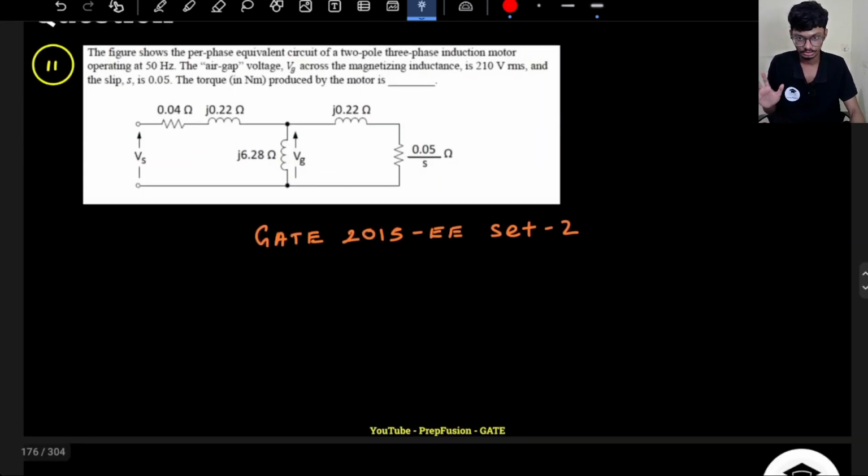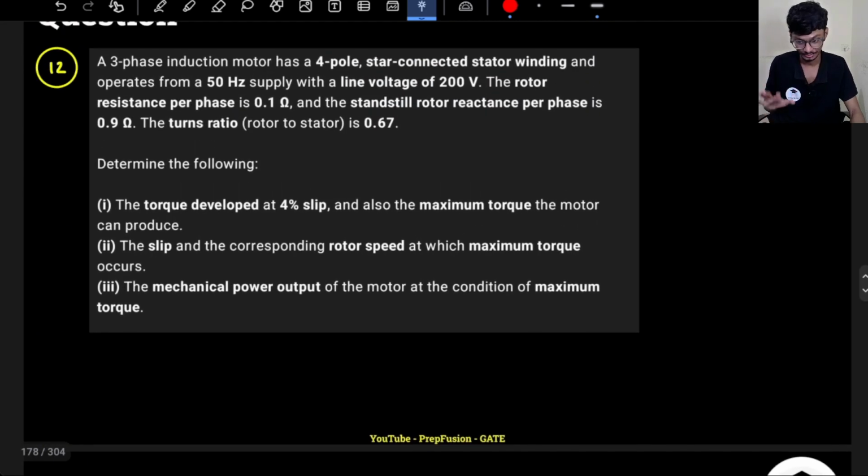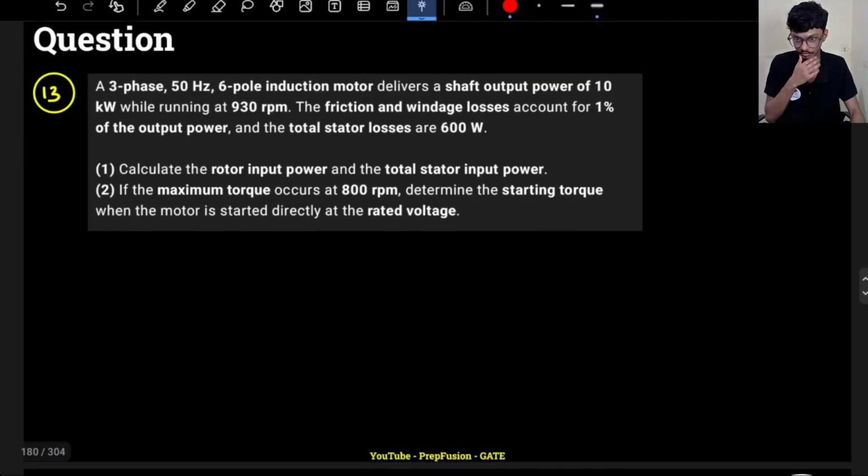This is the third question, and one more question we have. Lots of questions. This question also is there. So try these questions out and I will come back with the solution.